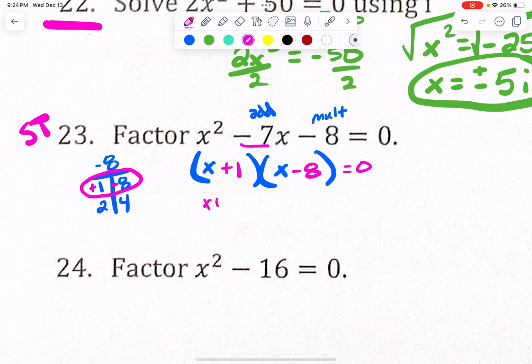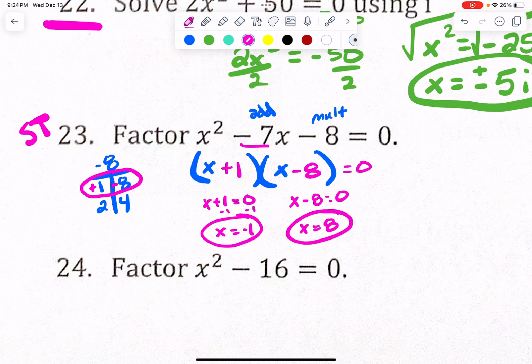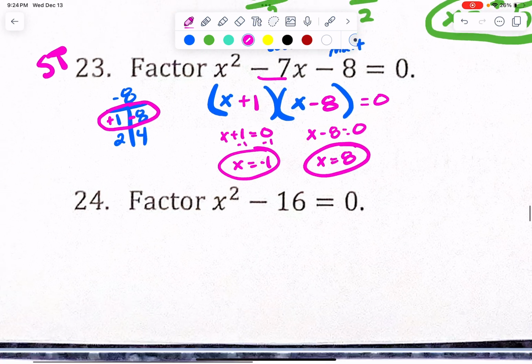So if x plus 1 is equal to 0, and I subtract the 1 over, x equals -1. You don't necessarily have to show all your work for that if you don't want to. But x minus 8 equals 0. That means if I add the 8 over, x equals +8. Okay, so there is that. That was a simple trinomial that we are breaking down.